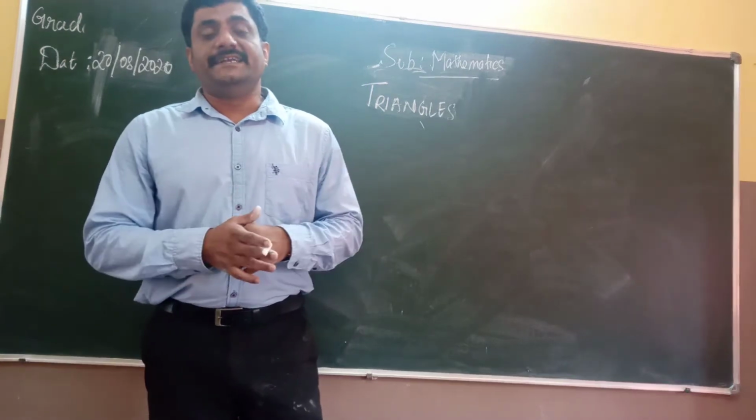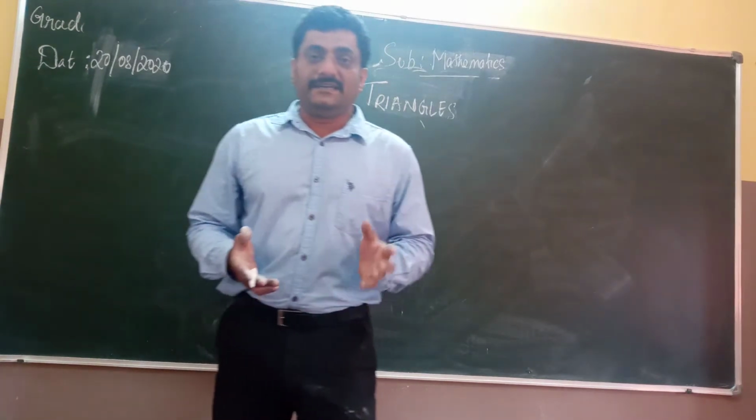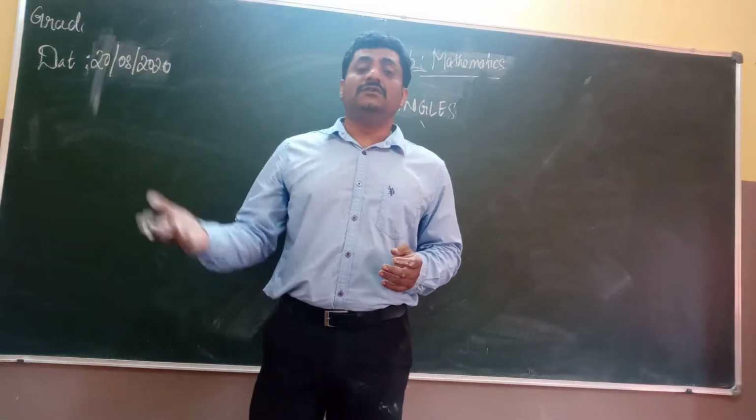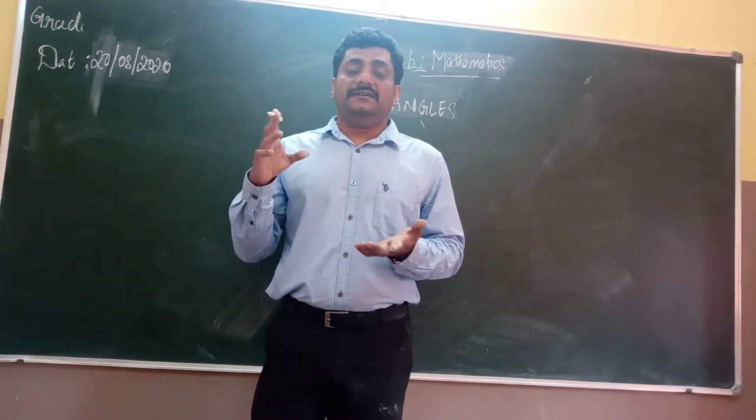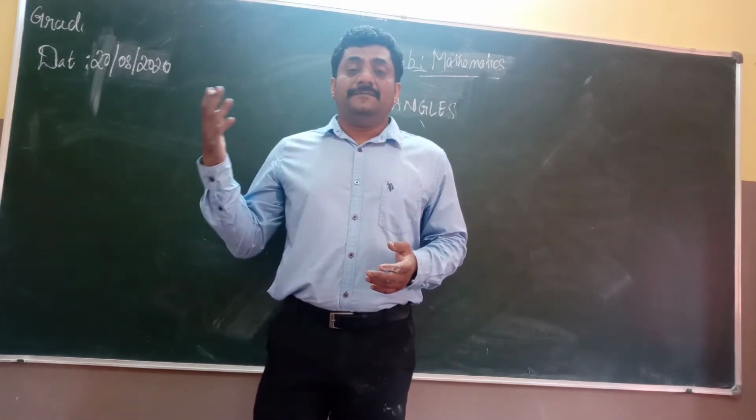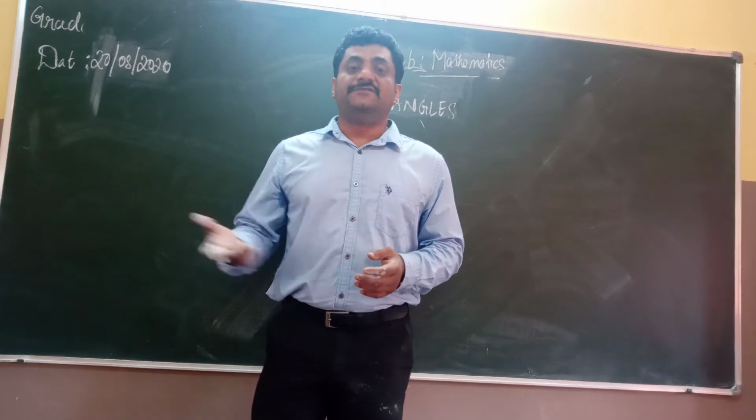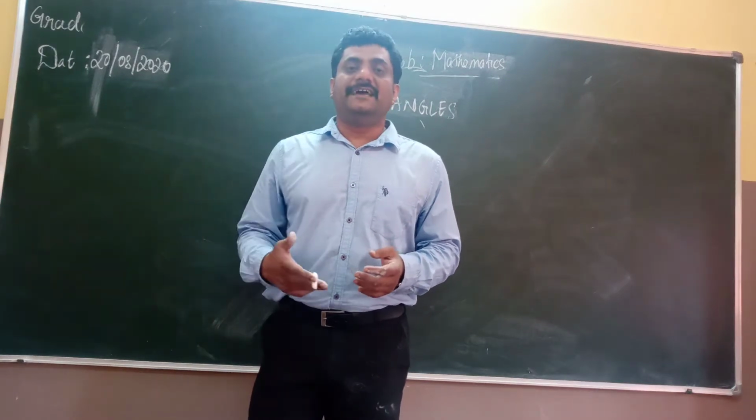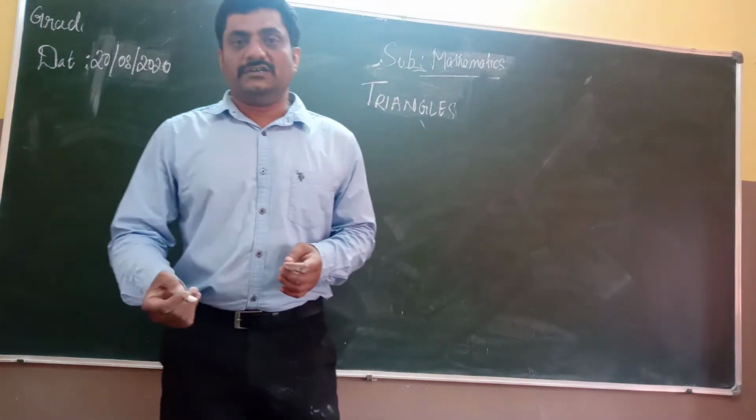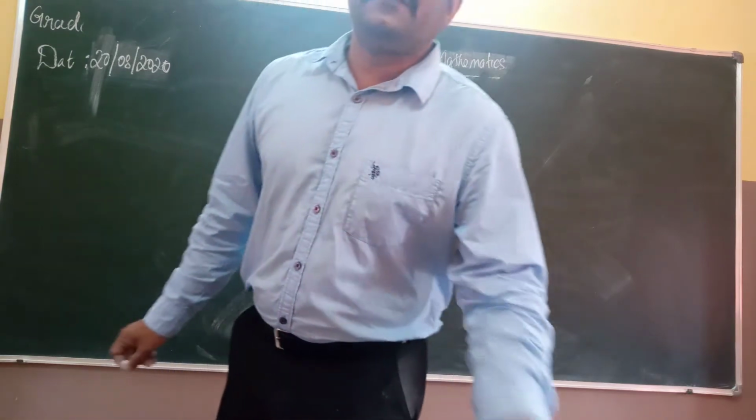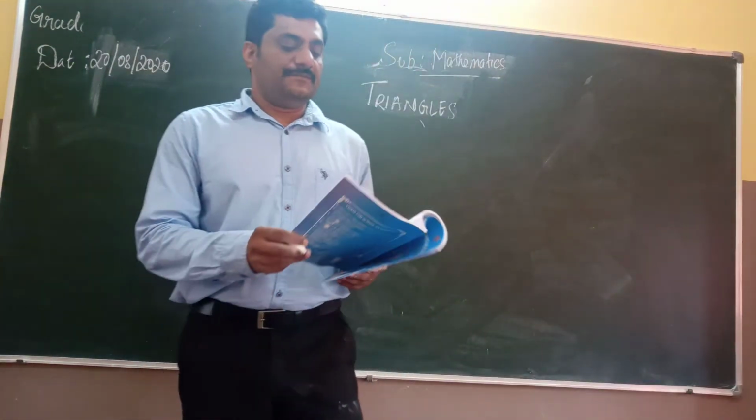Why are we using criteria? Because if we do not have the criteria, then we have to conclude the congruency by proving 6 different things. To avoid that, we started with congruency. Okay, let's continue from exercise 5.1.